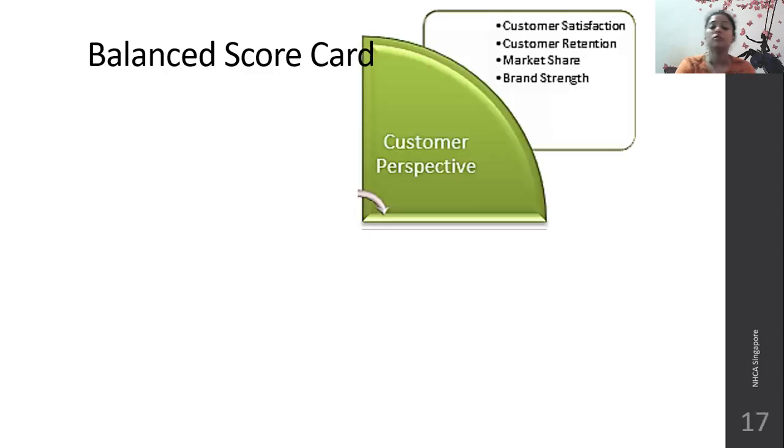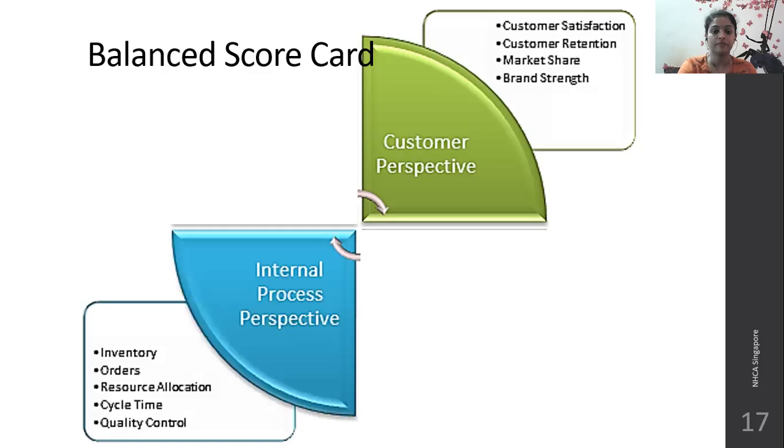So, customer. The customer's perspective of your institution: customer satisfaction, customer retention, market share, brand strength, the goodwill you have among your customers, etc., come under the customer's perspective. Internal process perspective: inventory, orders, resources, the physical structure that your institution has, quality control, operations, etc. Okay, so what are the processes going on in the industry? Each hospital will differ in terms of its internal process from other hospitals. No two hospitals will have the same internal process unless it's a franchisee hospital.